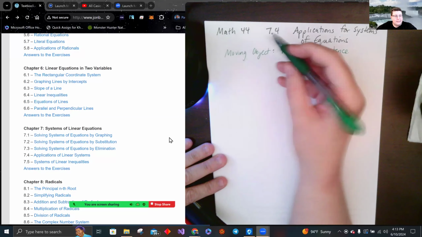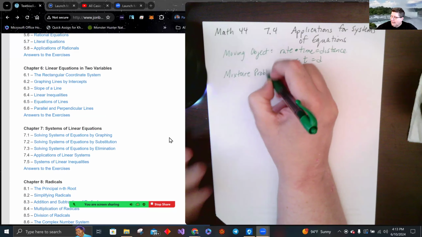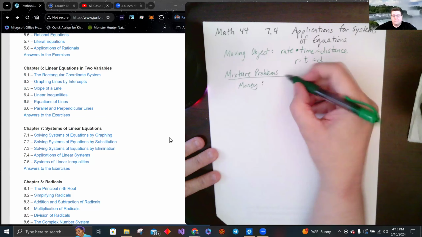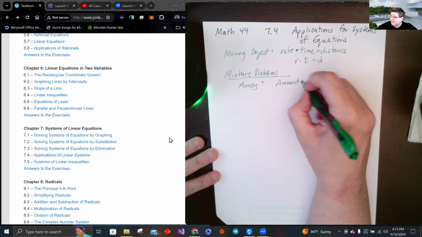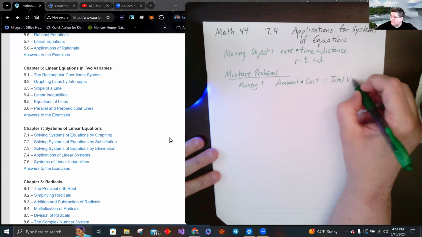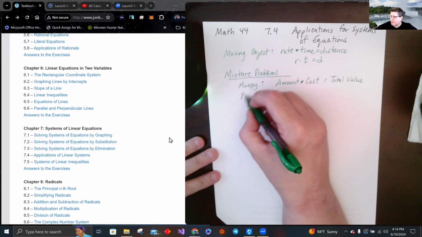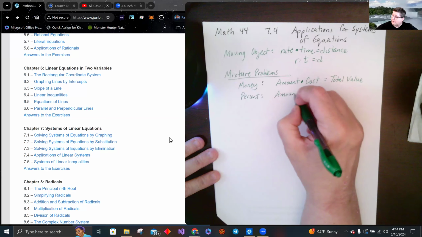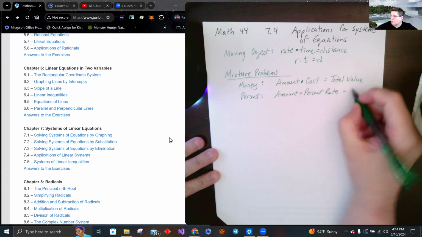You will see mixture problems. One application is money. This has like the amount times the cost or price equals total value. And we can actually have percent problems. There's a lot of these. And this is amount times percentage rate equals the quantity.